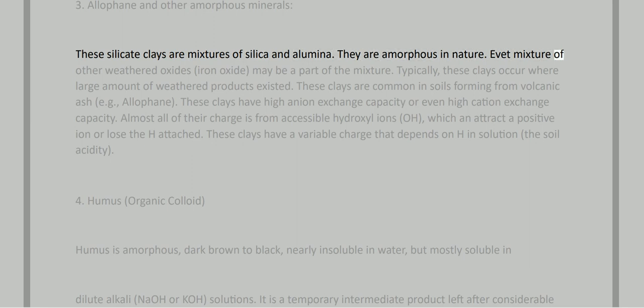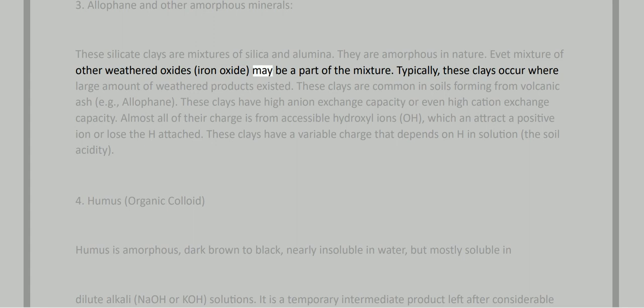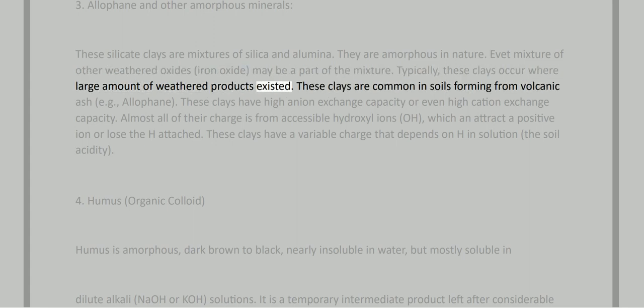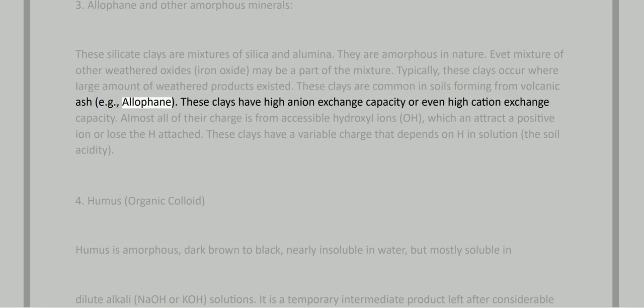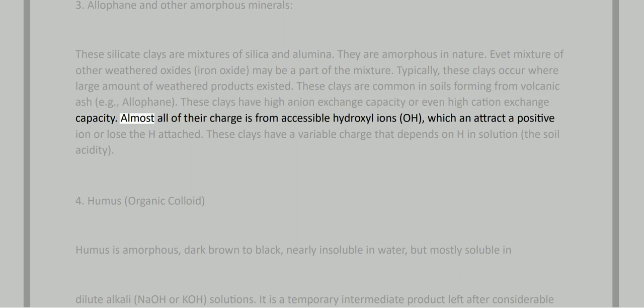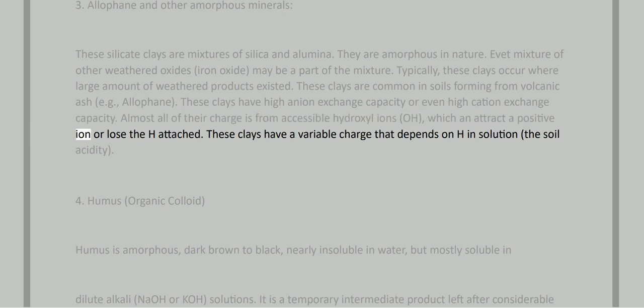A mixture of other weathered oxides, such as iron oxide, may be a part of the mixture. Typically, these clays occur where large amounts of weathered products exist. These clays are common in soils forming from volcanic ash, e.g., allophane. These clays have high anion exchange capacity or even high cation exchange capacity. Almost all of their charge is from accessible hydroxyl ions, OH, which then attract a positive ion or lose the H attached. These clays have a variable charge that depends on H in solution, the soil acidity.